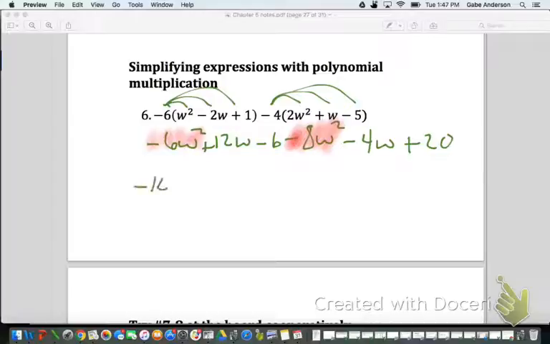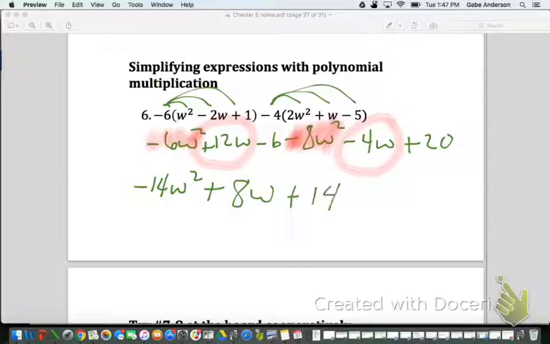Yep, negative 14w squared is right. And then 12w, what is like 12w? Combine those, what do you get? 8w. Yep, so plus 8w. And finally, the negative 6 and the 20 are like terms, so plus 14 would be how we finish that. Okay, questions?